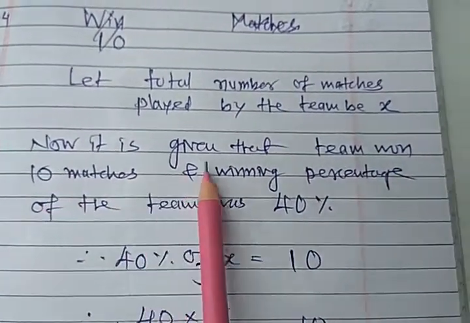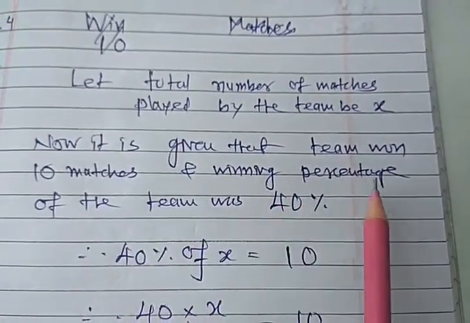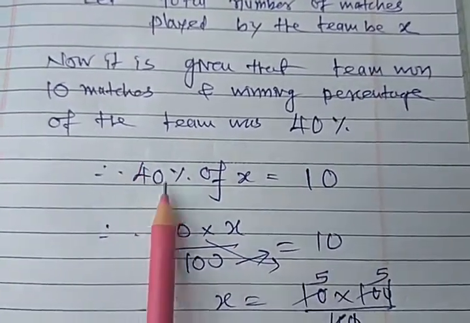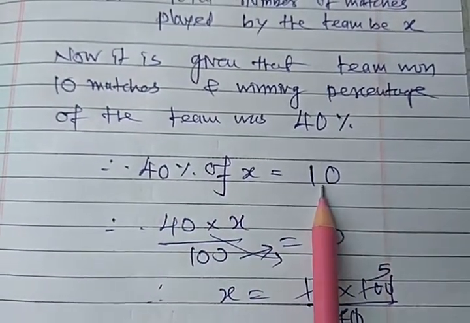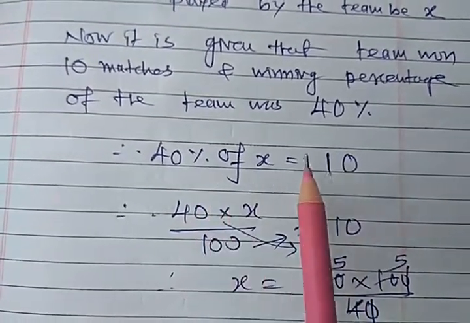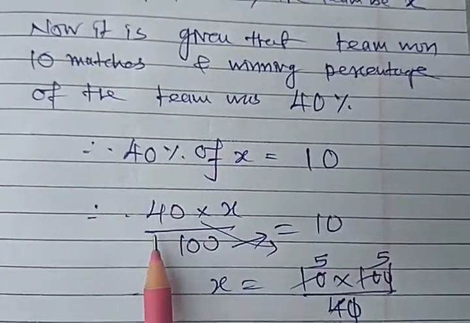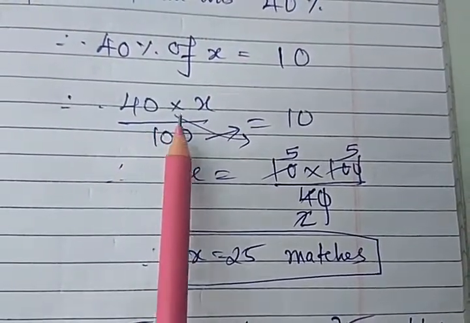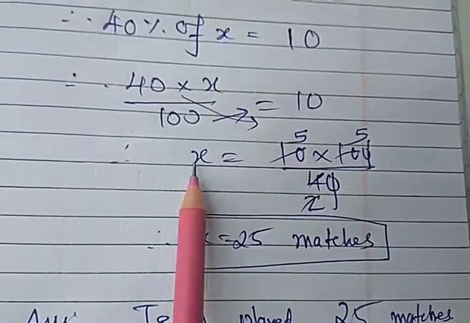So now it is given that the team won 10 matches and winning percentage of the team was 40%. So here 40% of total matches is equal to how many matches they won? 10, right? So winning percentage is equal to winning of match. So 40% of X is equal to 10. It means that when we simplify this term, 40 percentage of X means 40 into X upon 100 is equal to 10.